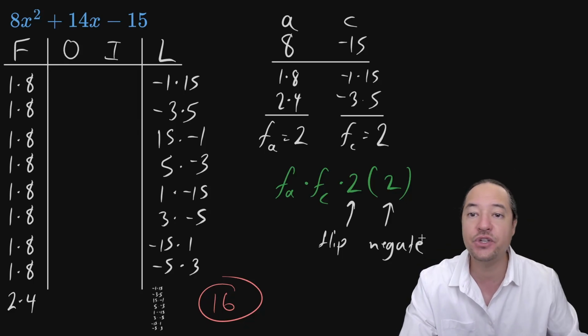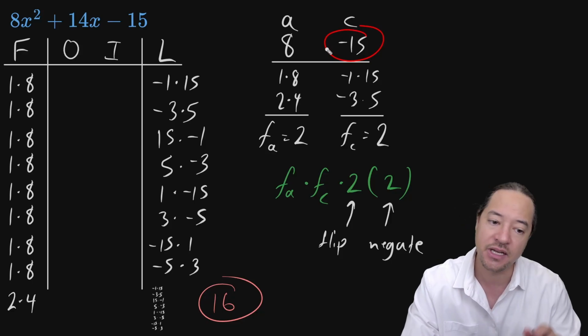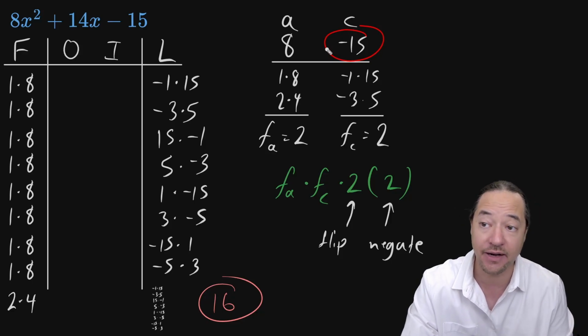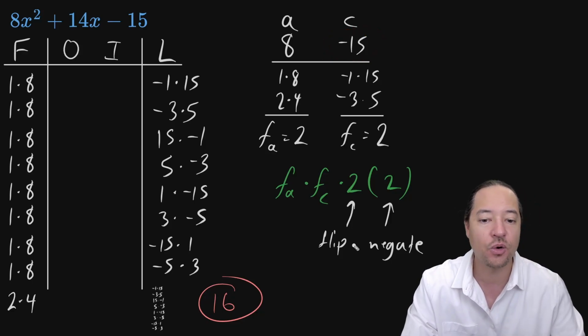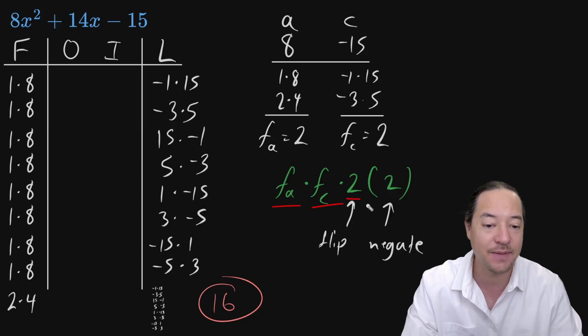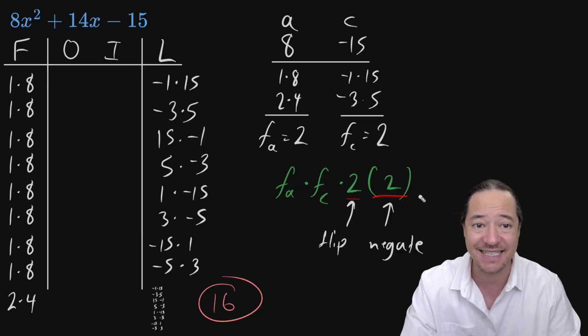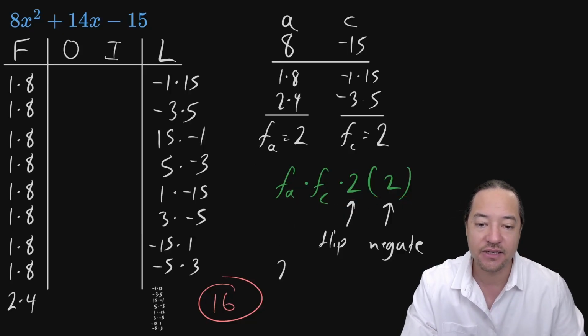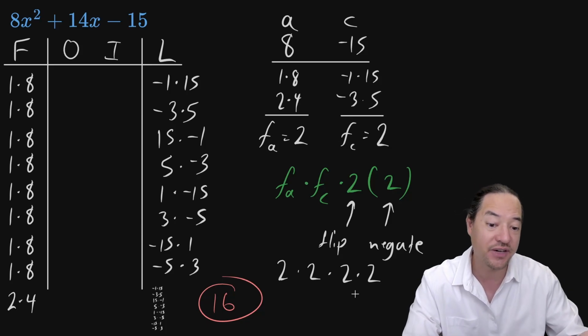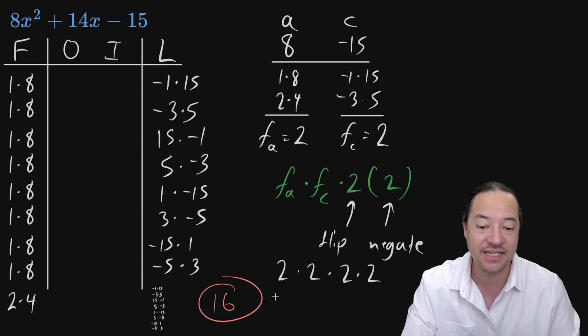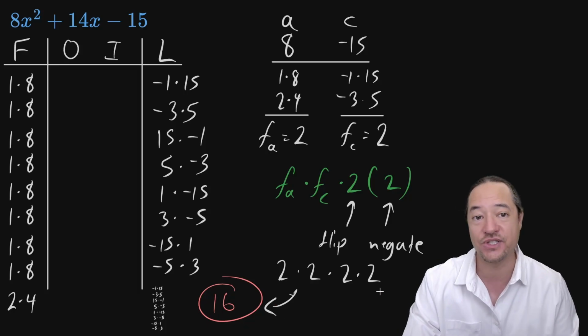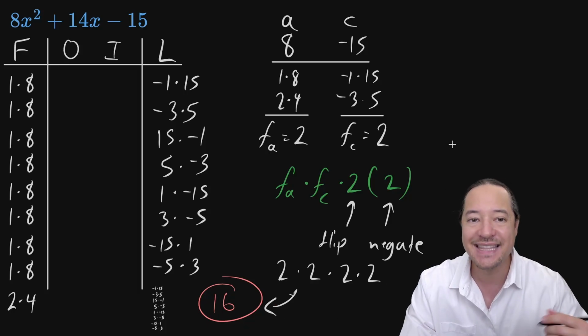All right. Now, if you don't have a negative value for C, you're not going to have to worry about that, right? But in this case, we do. And so essentially, it's the factorizations of A times the factorizations of C times 2 for the flipping, and then potentially times 2 again if you have to negate them. This is going to give us 2 times 2 times 2 times 2, right? So 2 to the 4th power, that is going to be the 16 that we saw over here. All right, so this is how it works.